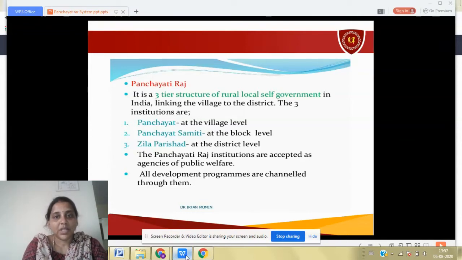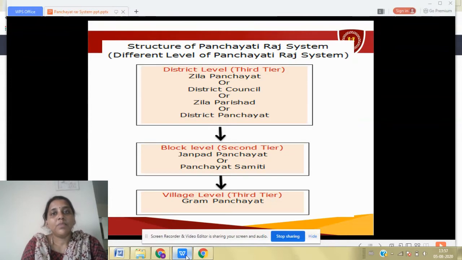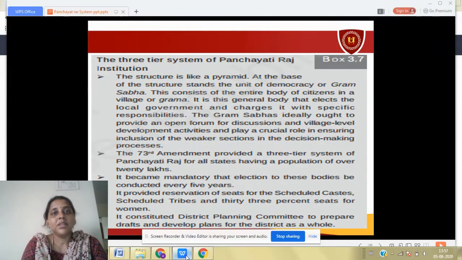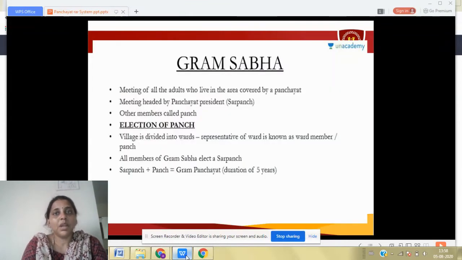And when it comes to Panchayat, we divide it again into three. That is Gram Sabha, Gram Panchayat, and Nyay Panchayat. Okay, children, I'm repeating it again. It is Gram Panchayat at the village level, Panchayat Samiti at the block level, and Zilla Parishad at the district level. In Panchayat, we again divide it into three: Gram Sabha, Gram Panchayat, and Nyay Panchayat.